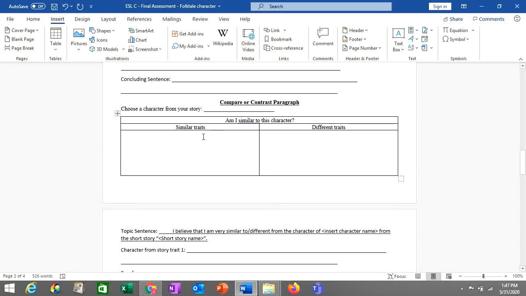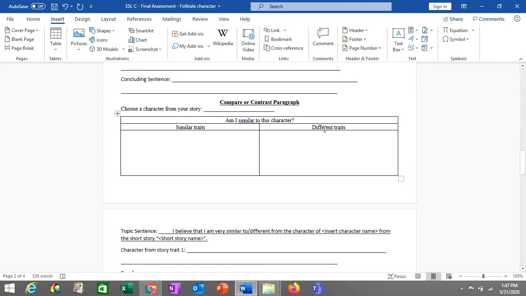So character traits, again, are things like, are they an angry person? Are they an honest person? Are they a helpful or kind person? And whatever you think of this character, start listing their traits, and then basically decide, are these traits kind of similar to traits that you have, or do you think you're very different from this person?